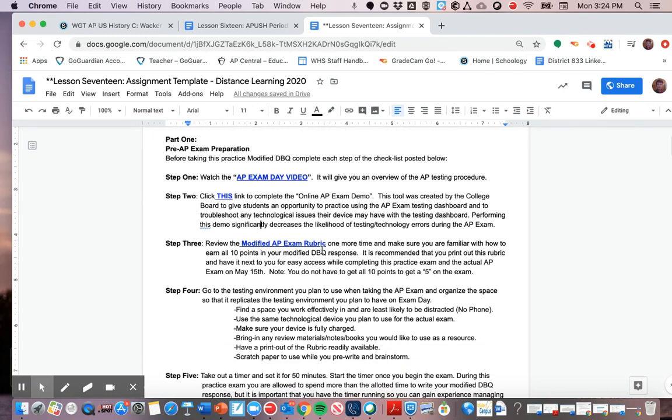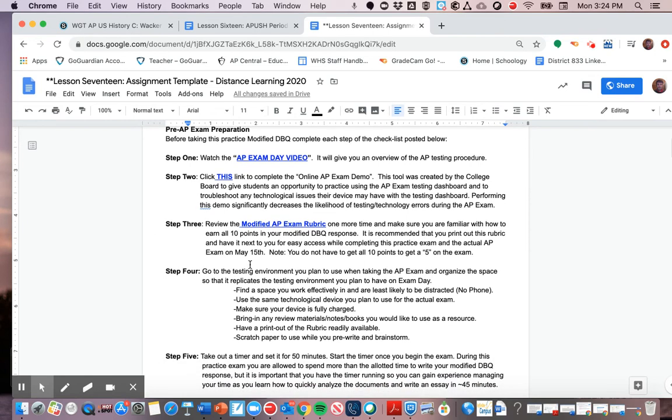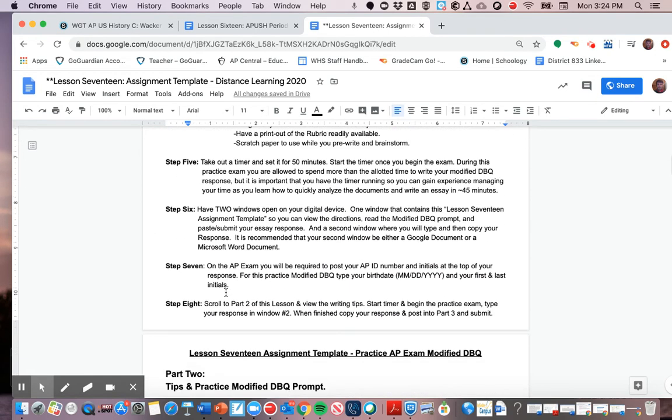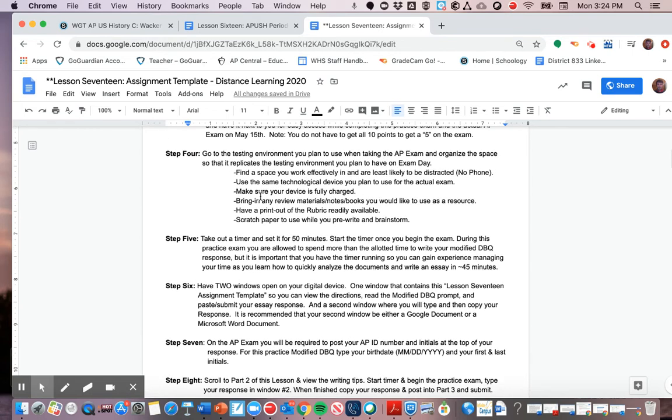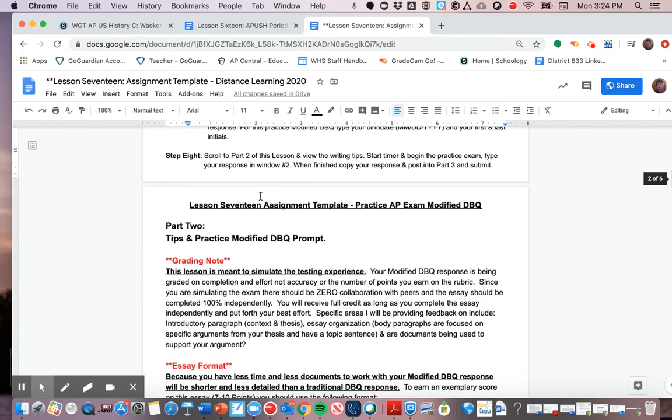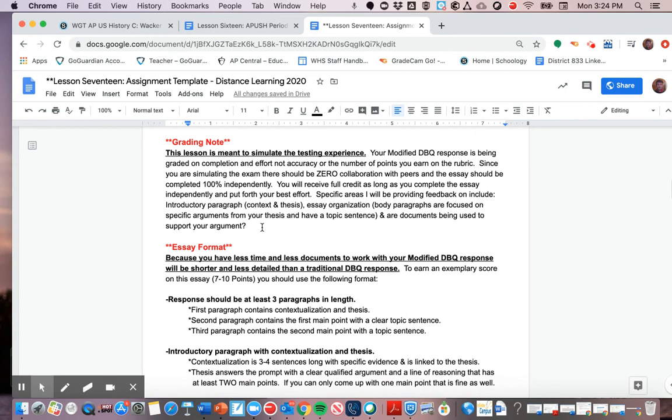Step 3 is the modified AP exam rubric. You should print one of these out if you can, just so you have it next to you when you take the AP exam for the practice one in this assignment, but also on May 15th. And then steps 4, 5, 6, and 7 all go through things to prepare you for taking the practice exam. The next page goes over how I'm going to grade this assignment, basically grading on effort, as long as you're doing it independently.